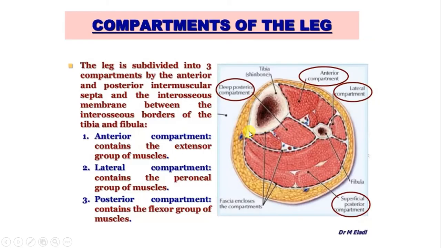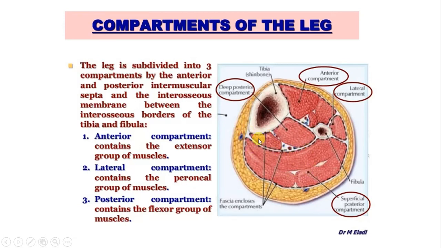Now here are the divisions of the compartments of the leg. This is the deep fascia of the leg. The septa from this deep fascia extend inward. The two bones are connected with each other through the interosseous membrane. So here is an anterior intermuscular septum from the deep fascia, attaching to the tibia. Here is a lateral or posterolateral septum, which is attaching to the tibia. So it divides the leg into three main compartments: one is the anterior, another is the lateral, and the posterior. Medially it is attached to the posteromedial border of the tibia.